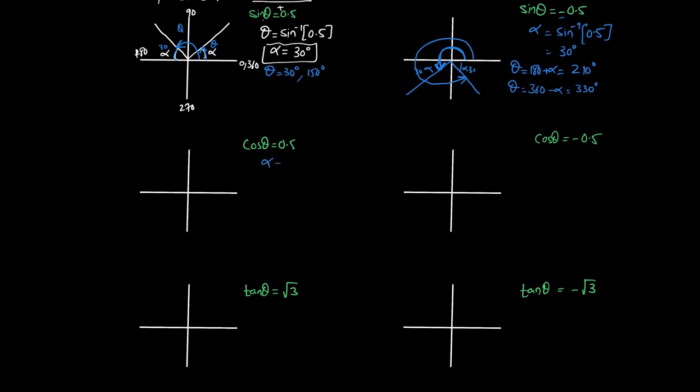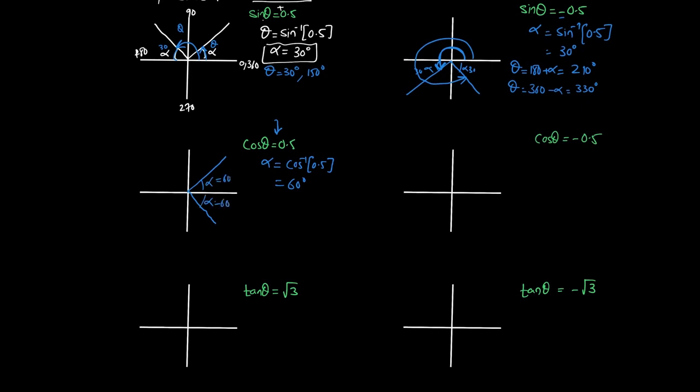So first, find the basic angle. Cos inverse of 0.5 is 60 degree. Now ask yourself this question: where is the cos theta ratio positive? It's positive in the first and the fourth quadrant. So these are your alpha angles, which is 60 degree.